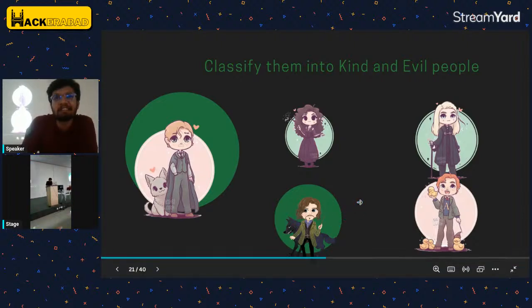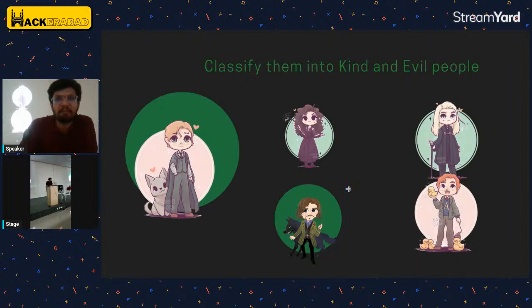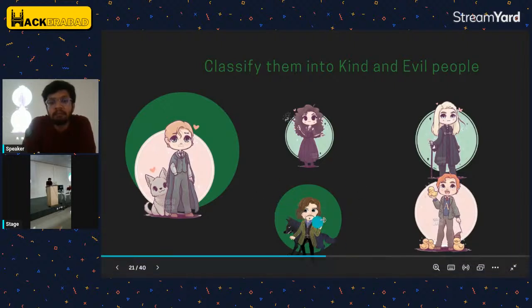See this guy, this says boys are good, girls are evil. This model is very biased. Based on this model, who has predictions? This one with the dog, he's good.